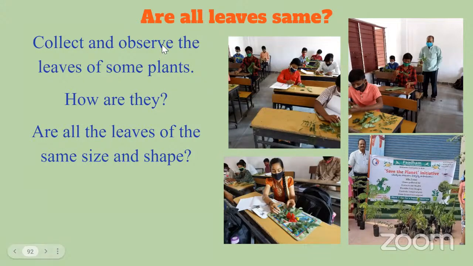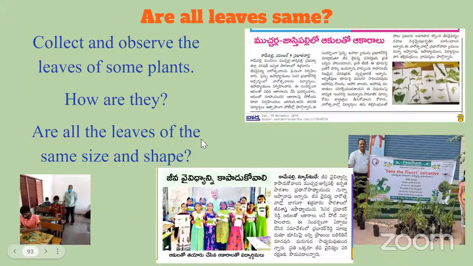Okay. So collect and observe the leaves of some plants. How are they? Are all the leaves of the same size and same shape? No. And this is one activity done in our school. They prepared so many different shapes with the leaves only. Butterflies, insects, snakes, some other things they made.